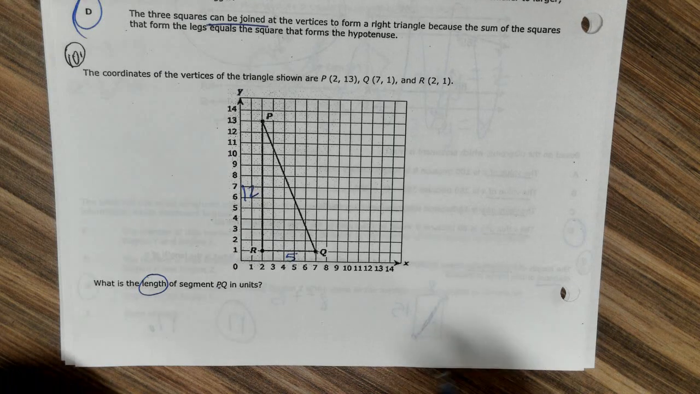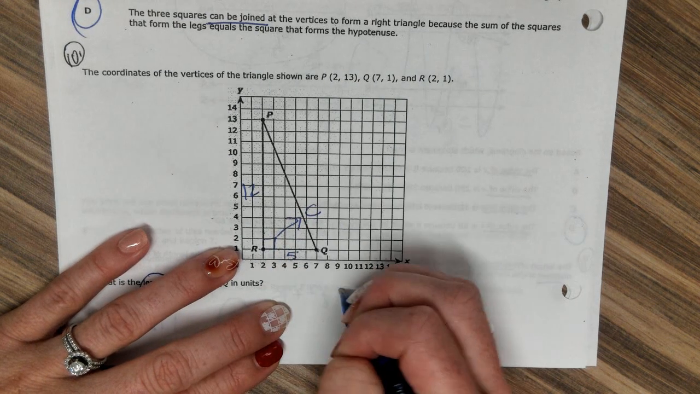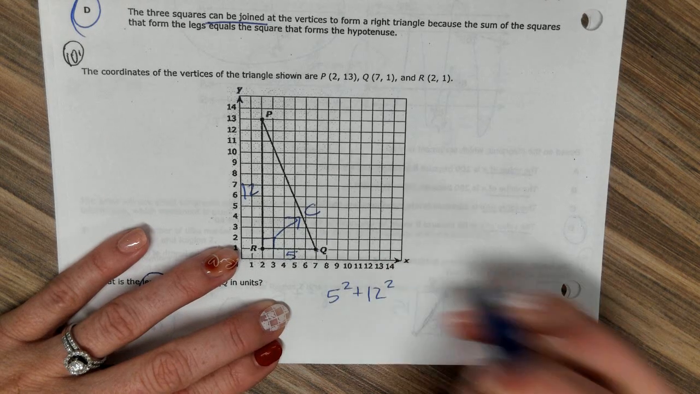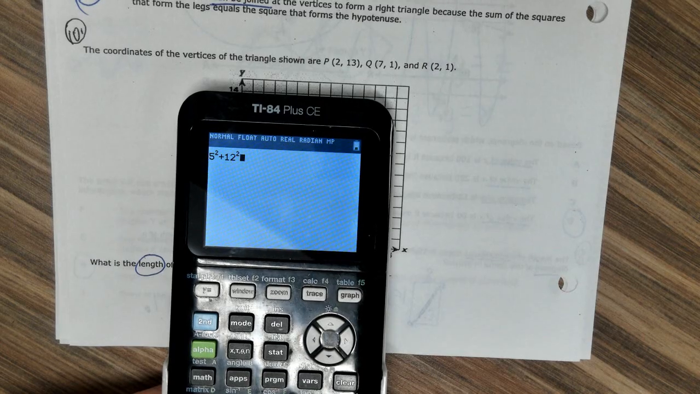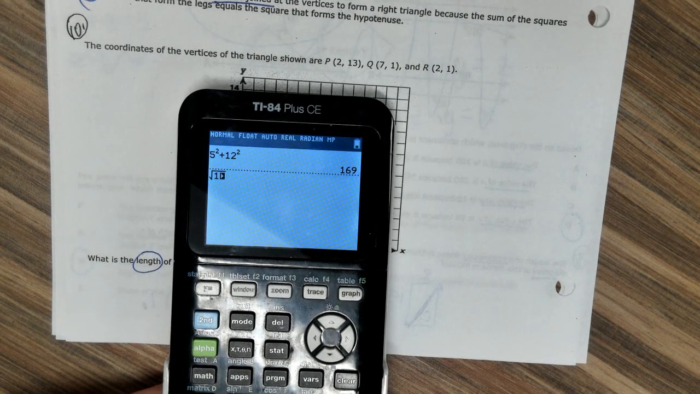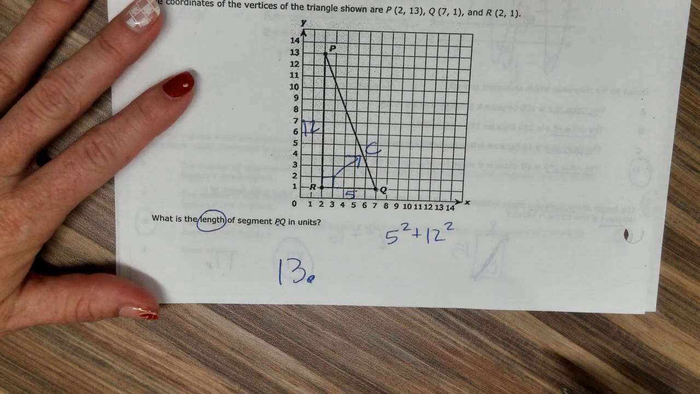So am I adding or subtracting? Why? Because I'm solving for side C. So 5 squared plus 12 squared. And what do I do to that answer? Which is 13. Where would that go on a griddable? Before the decimal, 13.